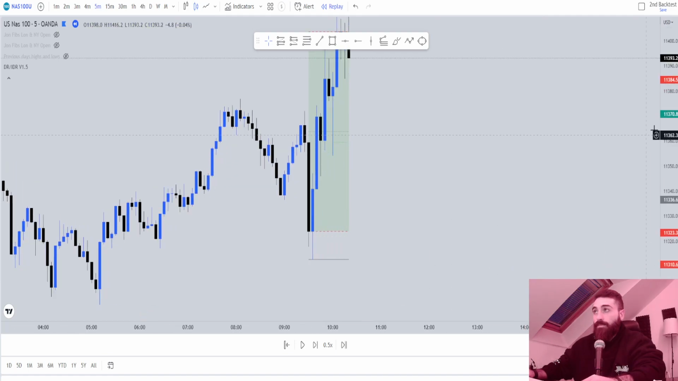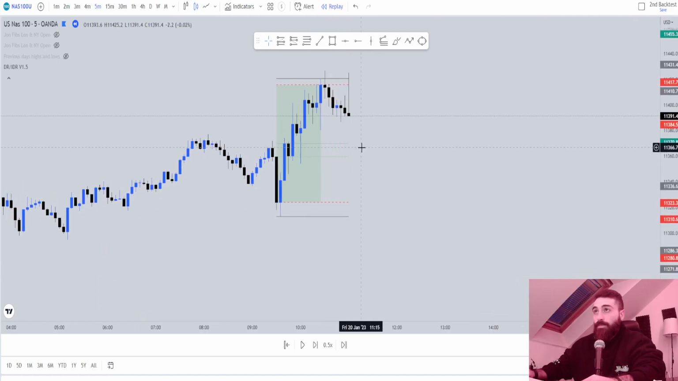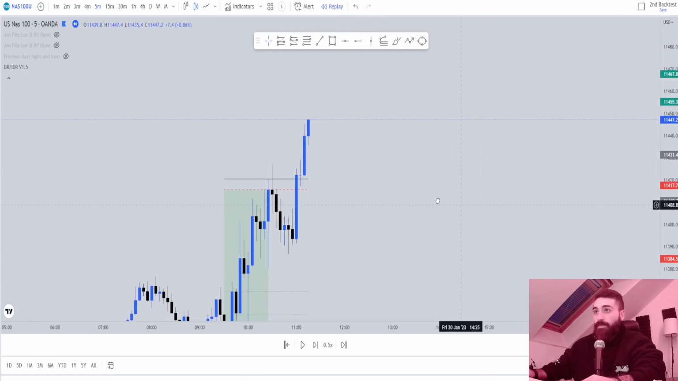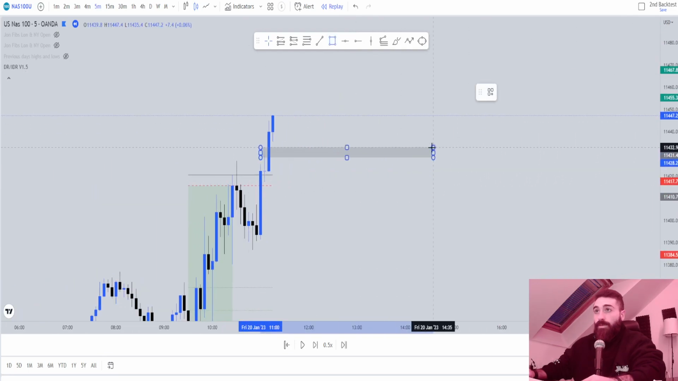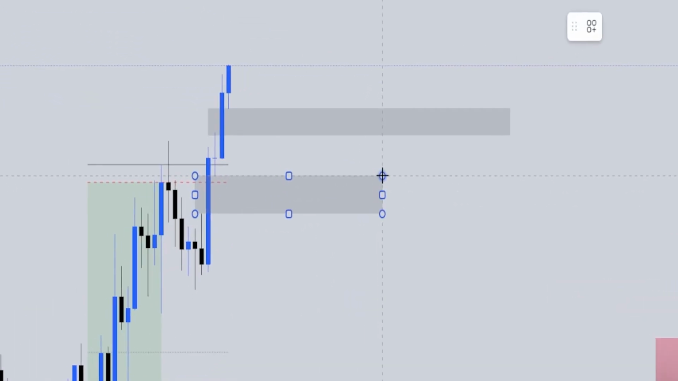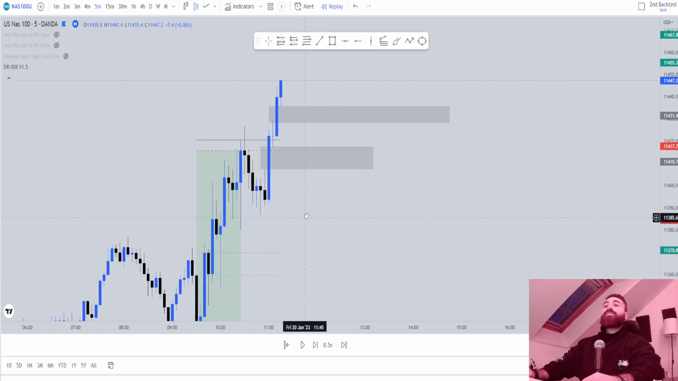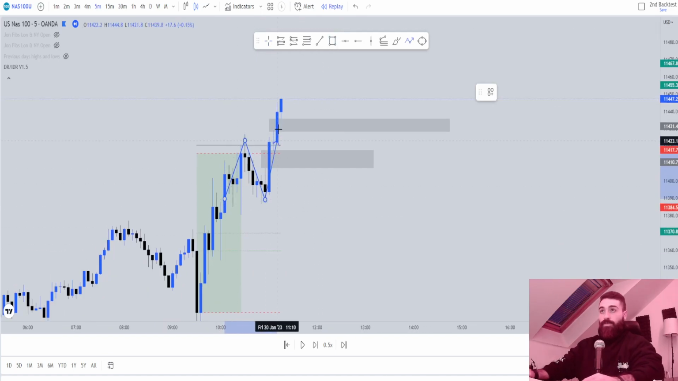Friday. We broke above. Okay, we have this area. We have this area. See if we're gonna get a retest. Pick up structure 1, 2, we go up. We need to wait.